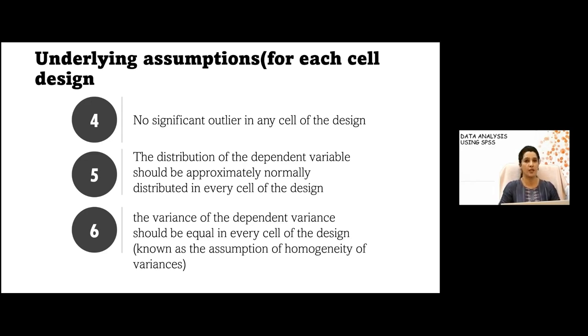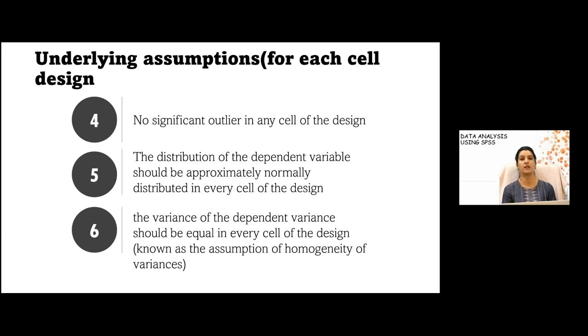If the p-value of Shapiro-Wilk is more than 0.05, we say that it is normally distributed. Similarly, the homogeneity assumption we check with the Levene's test of homogeneity. And in this case, if the p-value of this statistic is more than 0.05, then we say that the assumption of homogeneity of variance is met.